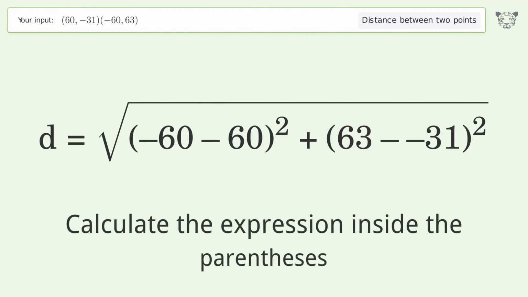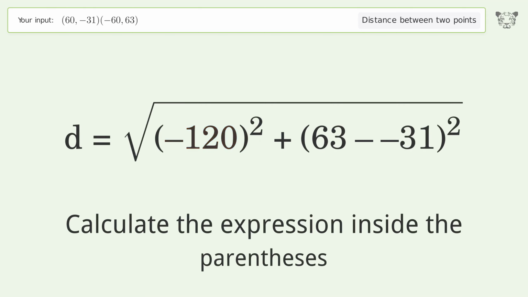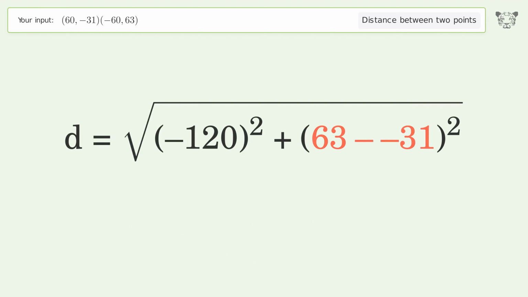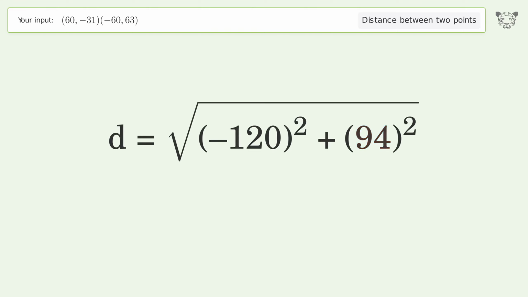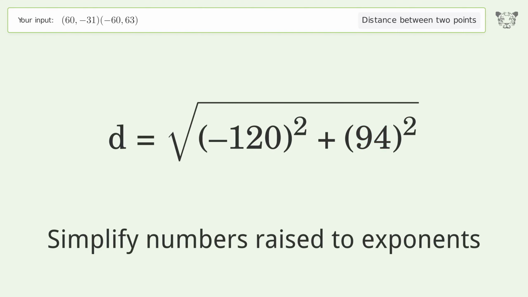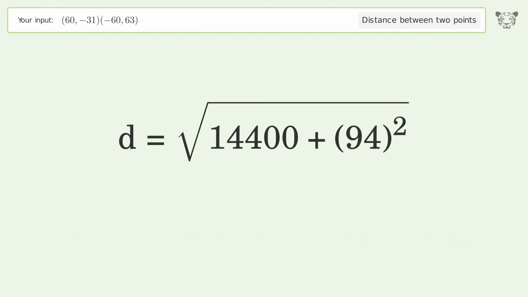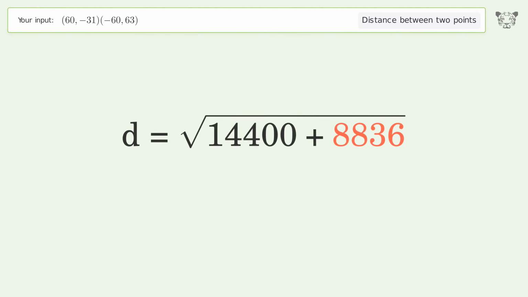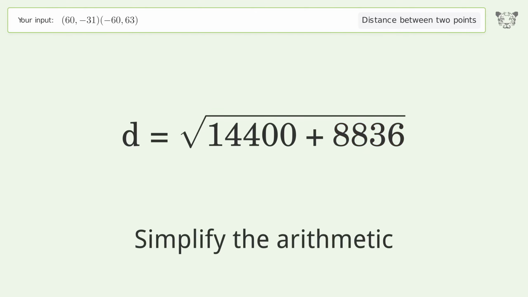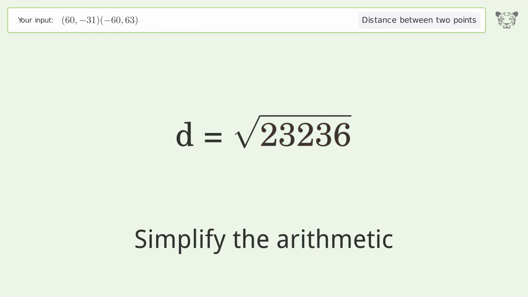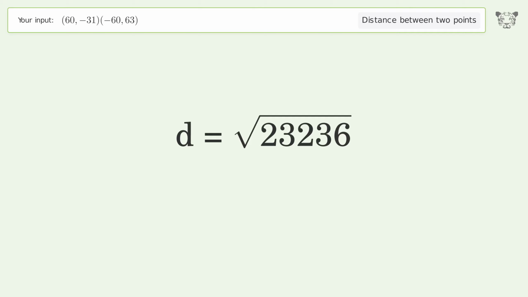Calculate the expression inside the parentheses. Simplify numbers raised to exponents. Simplify the arithmetic. And so the distance between the 2 points is the square root of 23,236, or 152.434.